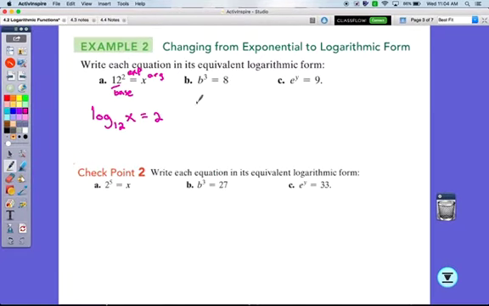So on b, we have a log. The base is b, the base of the exponential. We put the number that's by itself inside the log, called the argument, and then it's equal to the exponent.